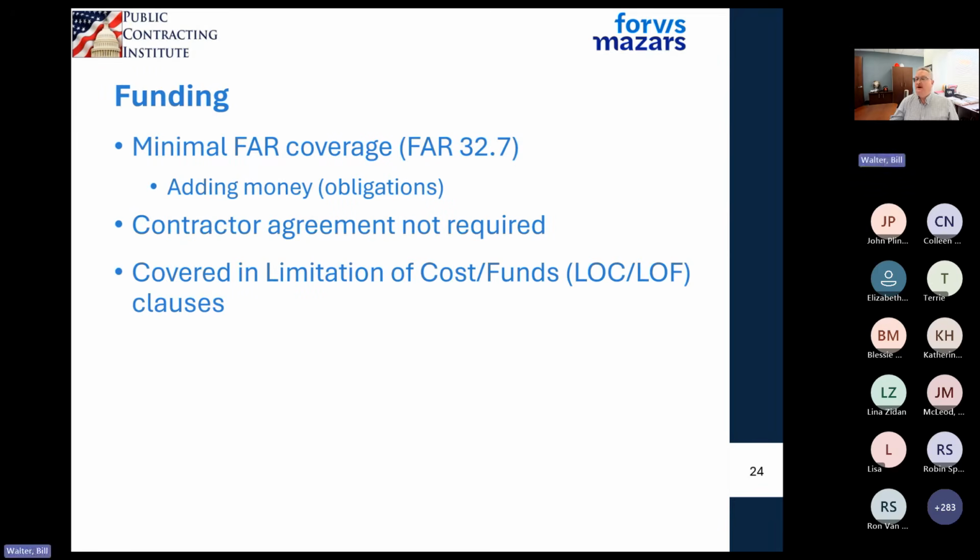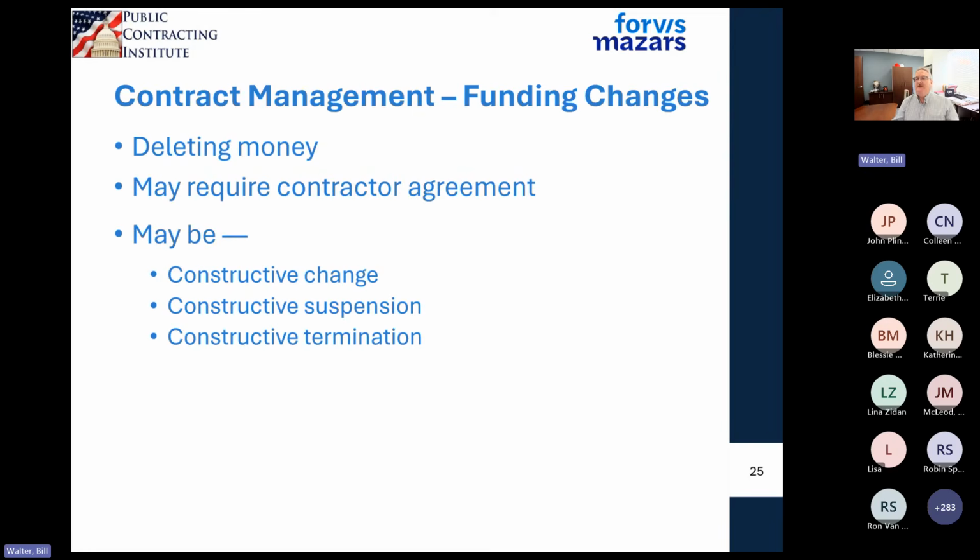However, I have a slide out of place here, so I'm going to skip to the next one. If the government is simply, actually, no, I was on the right one.